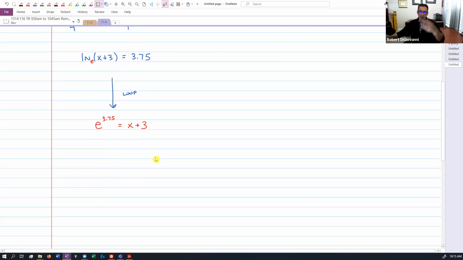Now we do e to the 3.75. So the only difference in this problem from the one that we just did is that instead of doing 5 to the 3.75, we're going to do e to the 3.75. That'll give us a different number over here. We'll get 42.52 equals x plus 3. Then we subtract 3 on both sides and we get 39.52 equals x.